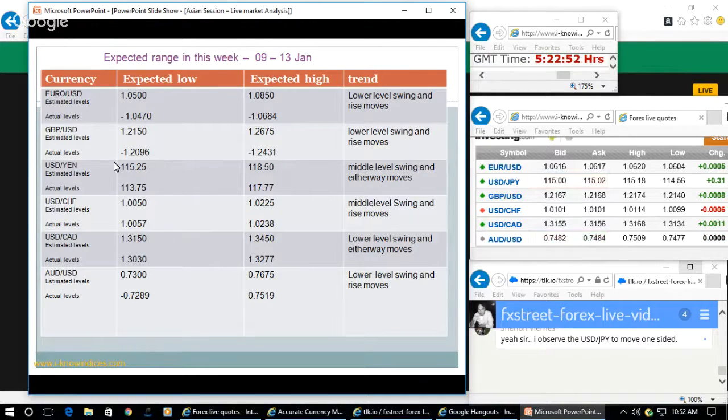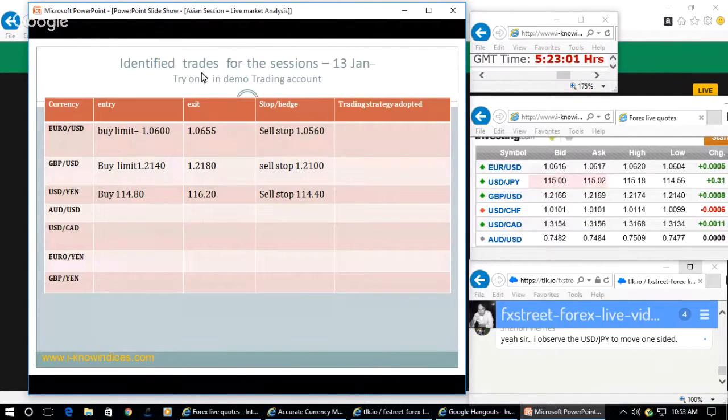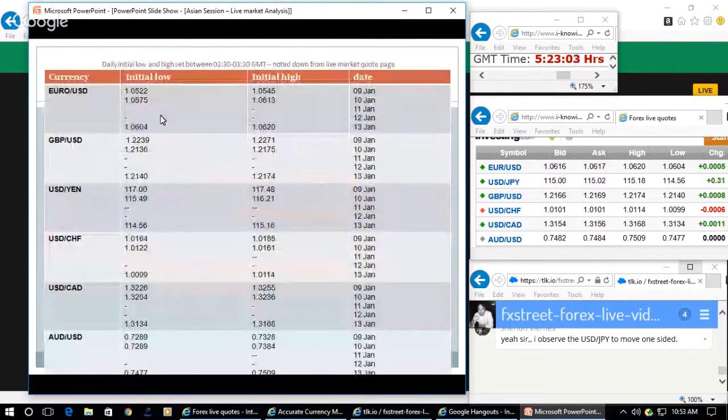Okay. Now, these are all the levels that I just referred to. And later on, we'll come to the market reading. Now, I noted down the initial lows and highs around 3:30 GMT. In the case of Euro, 1.0604 was the low and 1.0620 is the high. They have not breached the low or the high. Then in the case of GBP, 1.2140 and 1.2174 are the low and high. They have not breached it.